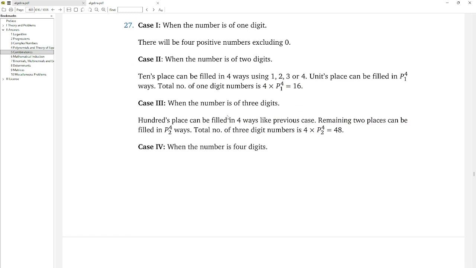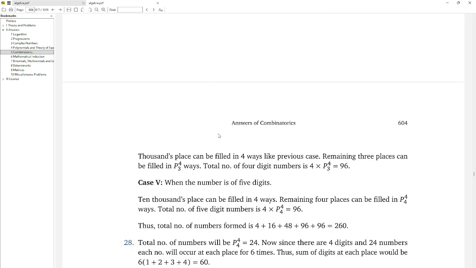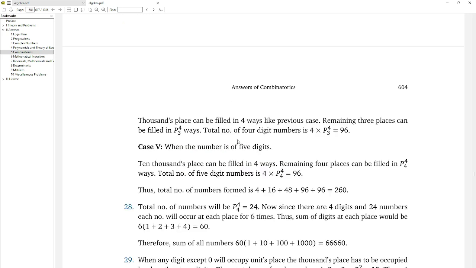When the number is of three digits, hundreds place can be filled in four ways because it can't be filled by 0. Remaining two places can be filled in 4P2 ways. The total number of numbers in this case is 4 into 4P2, that is 48. And the number is of four digits. Thousands place can be filled in four ways. Remaining three places can be filled in 4P3 ways. The total number of four-digit numbers is 4 into 4P3, that is 96.